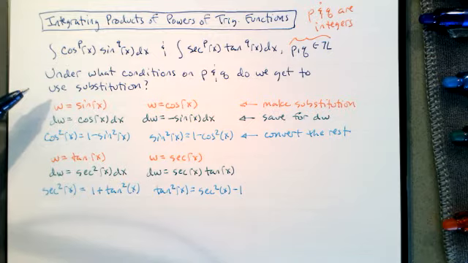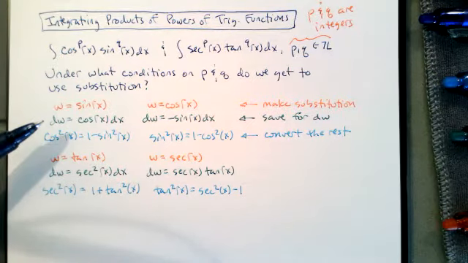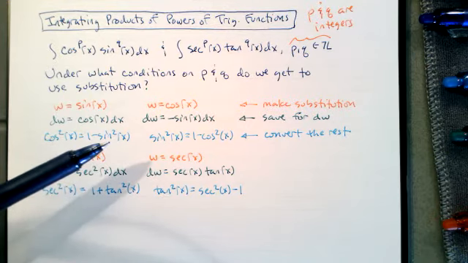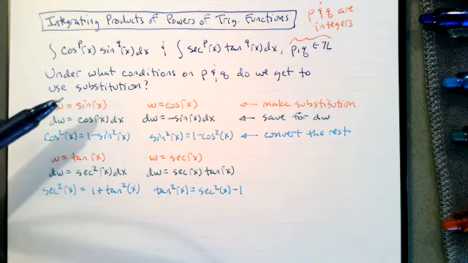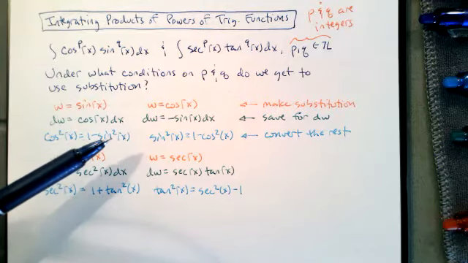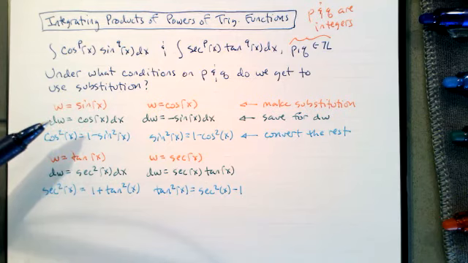use substitution? So the setup was, if we want to make the substitution W equals sine X, we need one factor of cosine X to be the dW. Then if we have extra factors of cosine X, we can convert those to sine, and that's useful because sine is just going to be W. So if we have a cosine squared left over, then we can write that as 1 minus W squared. So we're going to make our substitution. We're going to save what we need to save for the dW, and then we'll convert the rest.